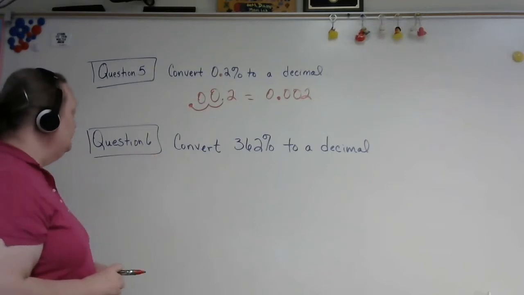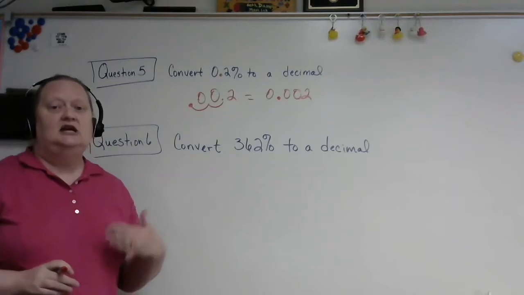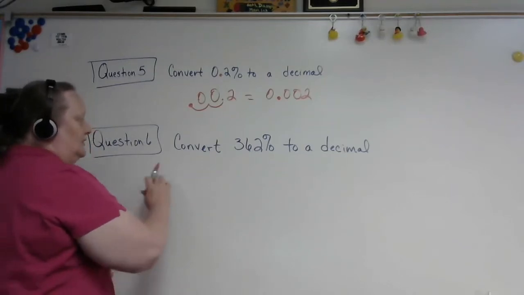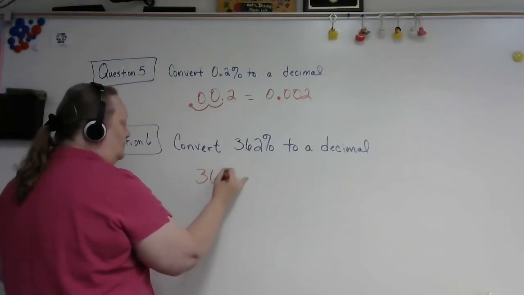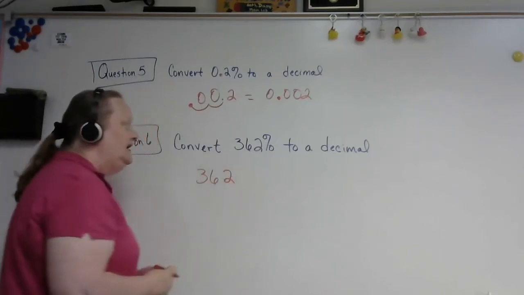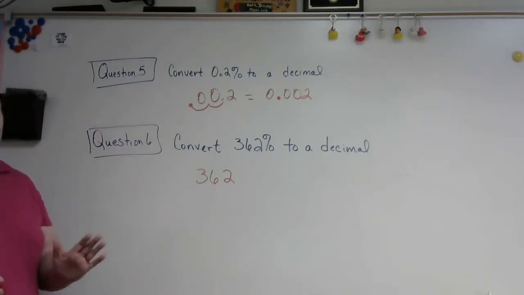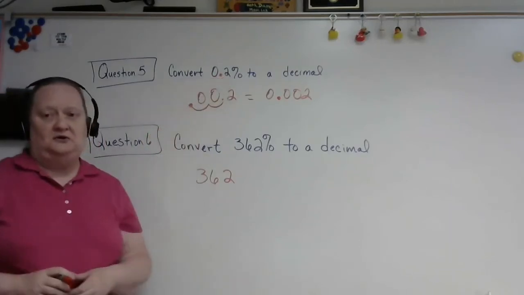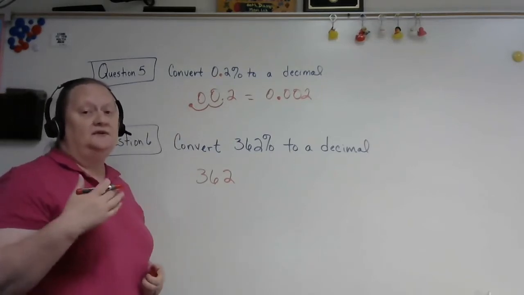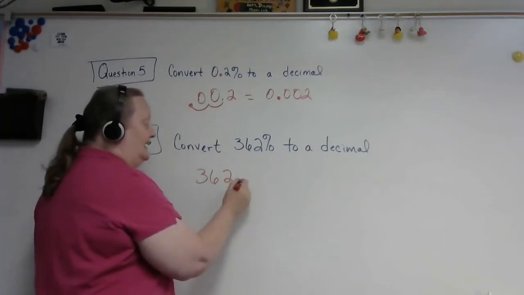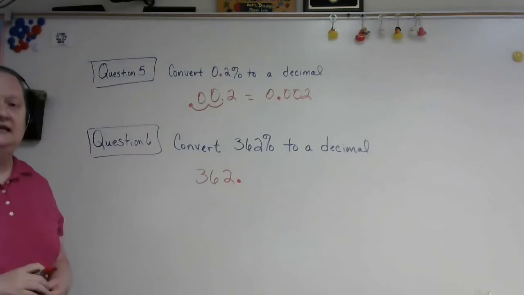Okay, let's look at question number 6. Convert 362% to a decimal. So when we write this and convert that to a decimal, we would write the number part, which is 362. Notice we can't obviously see a decimal. This time I didn't just leave it out or write it so small you couldn't see it. There is an understood decimal. Remember that if it's not there, it is at the end of the number. So the understood decimal is there at the end.